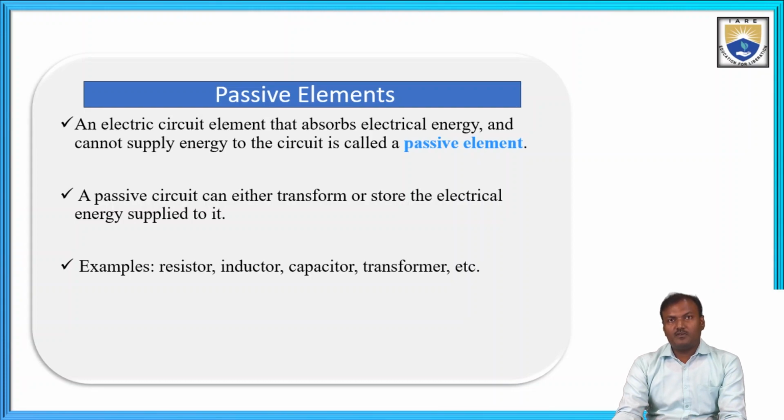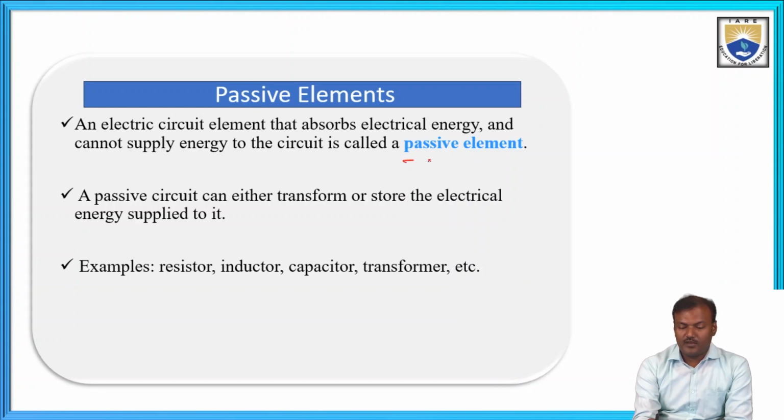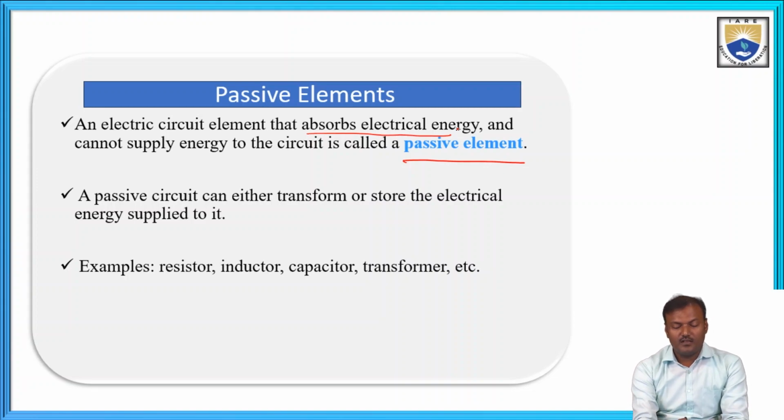Next one is passive elements. Circuit elements that absorb electrical energy and cannot supply energy to the circuit are called passive elements. That is, they only absorb electrical energy. So a passive element can either transform or store, but not deliver. It can transform or store the electrical energy supplied to it. Examples of passive elements are resistor, inductor, capacitor, and transformer.